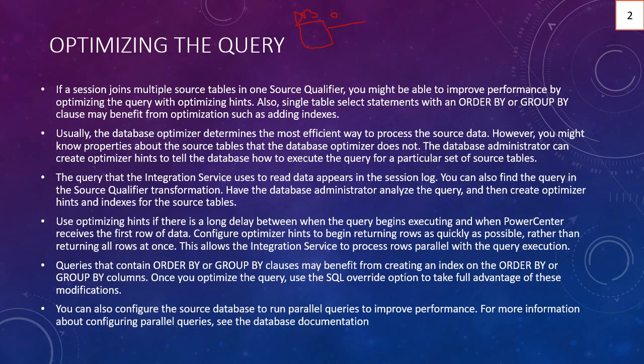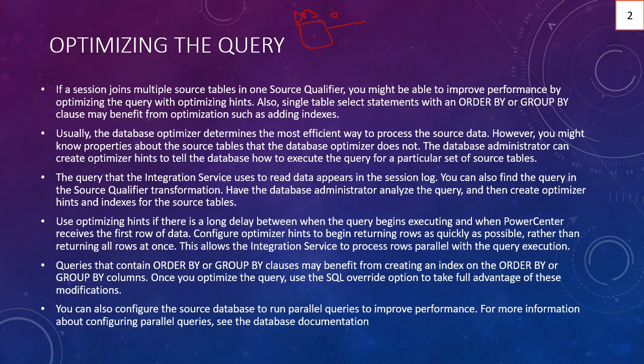However, you might know properties about the source table that the database optimizer doesn't. So the database admin can create an optimizer hint. Who can create it? The DBA, like the Oracle DBA, can create the hint so that the database knows how to execute the query for a particular setup. Suppose you are facing that problem, in that case, for that particular query, the DBA can create the optimizer hint, so that when your query goes into the database, the optimizer hint can be taken and executed in a fast way. That kind of thing you can think of.